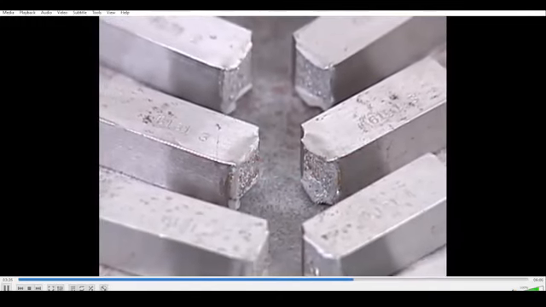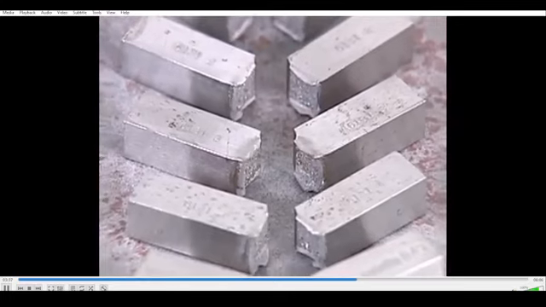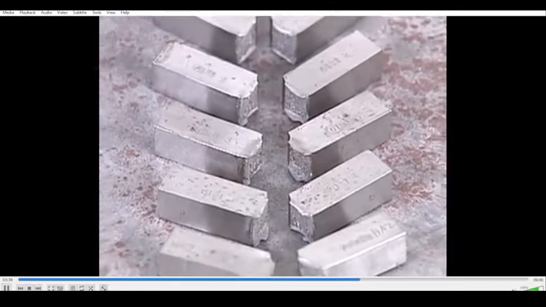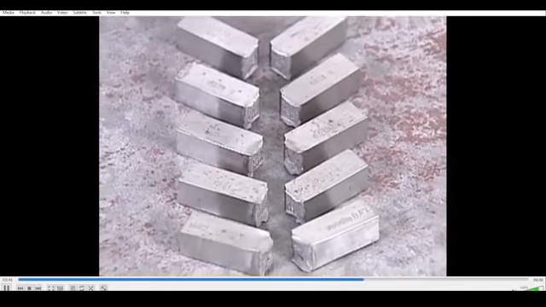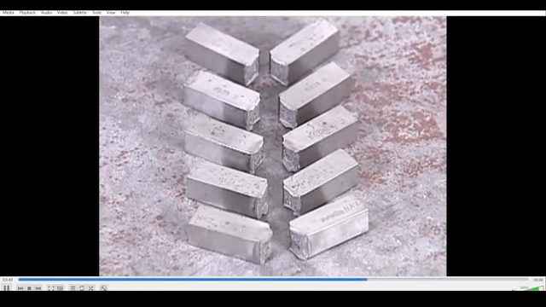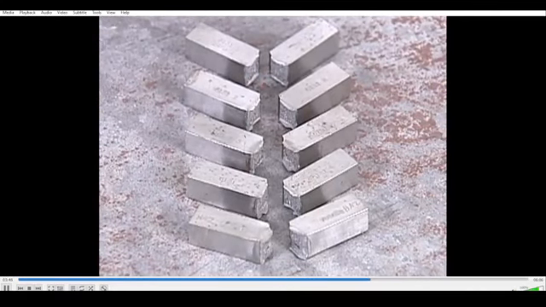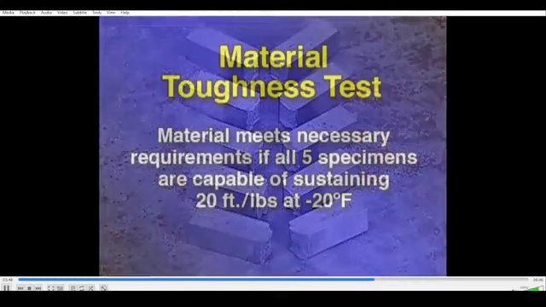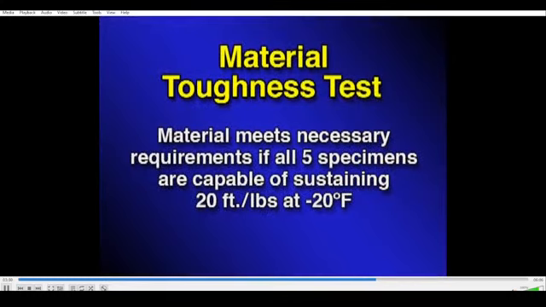Some quality specifications may require a series of specimens to be cooled to minus 20 degrees Fahrenheit at the time they are broken. This is a typical test for certification of carbon steel filler metals. The material meets the necessary toughness requirements if all specimens are capable of sustaining the minimum acceptable foot-pounds of energy.